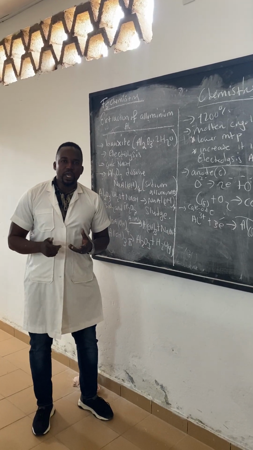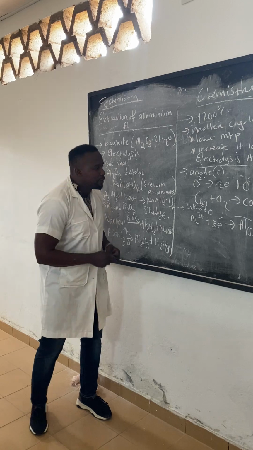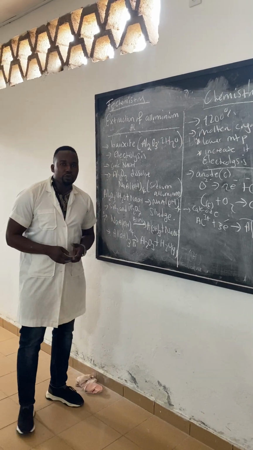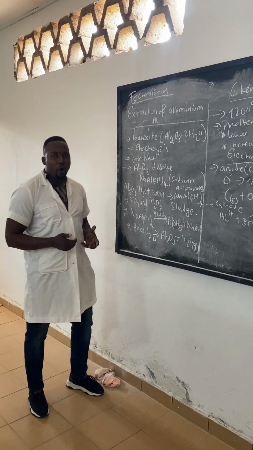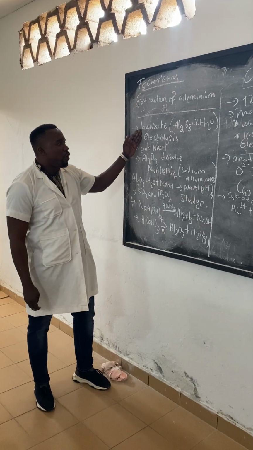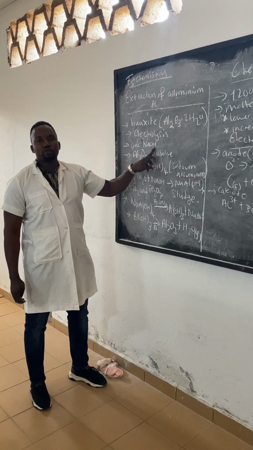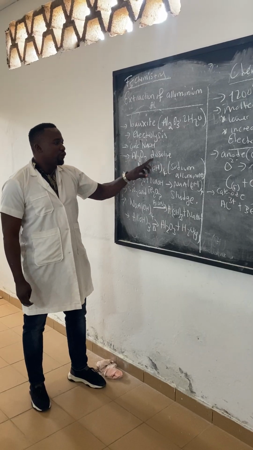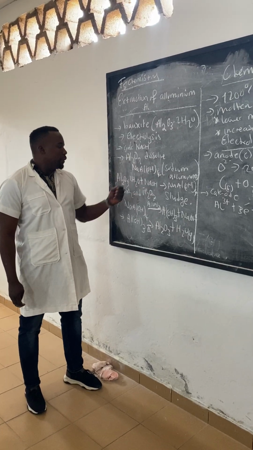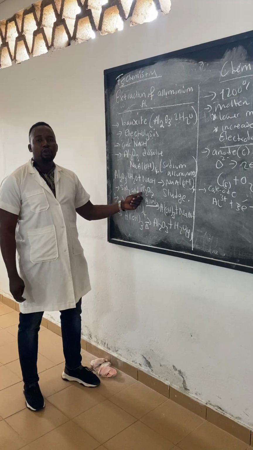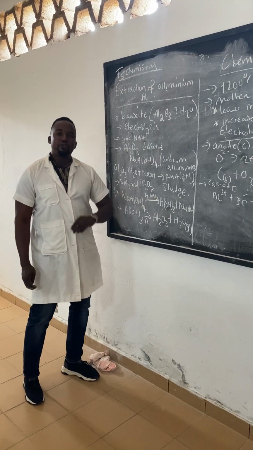As a summary, let me be brief on the extraction of aluminium. We should note these as key points. Aluminium is extracted from the ore bauxite by electrolysis. Bauxite is purified by mixing with concentrated sodium hydroxide. The pure part dissolves to form sodium aluminate. The impurities, silicon 4 oxide and iron 3 oxide, do not dissolve and are filtered off as sludge.